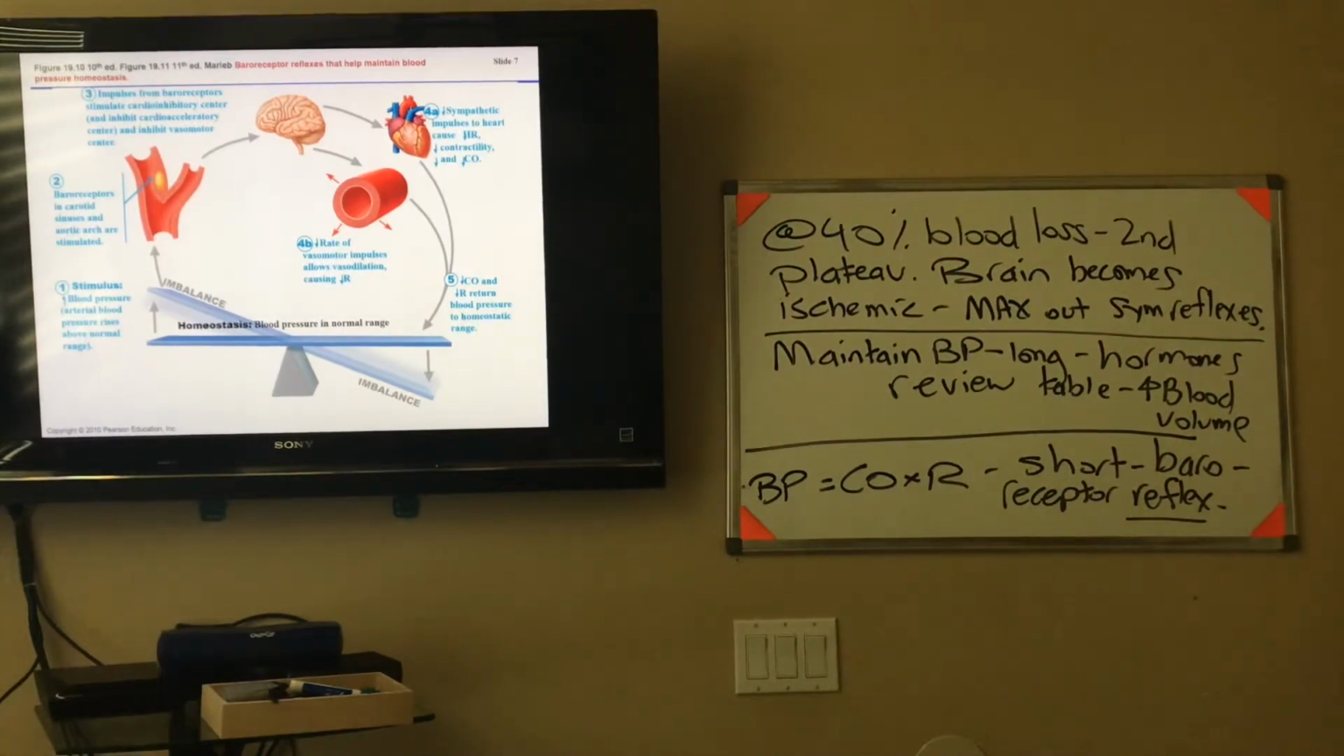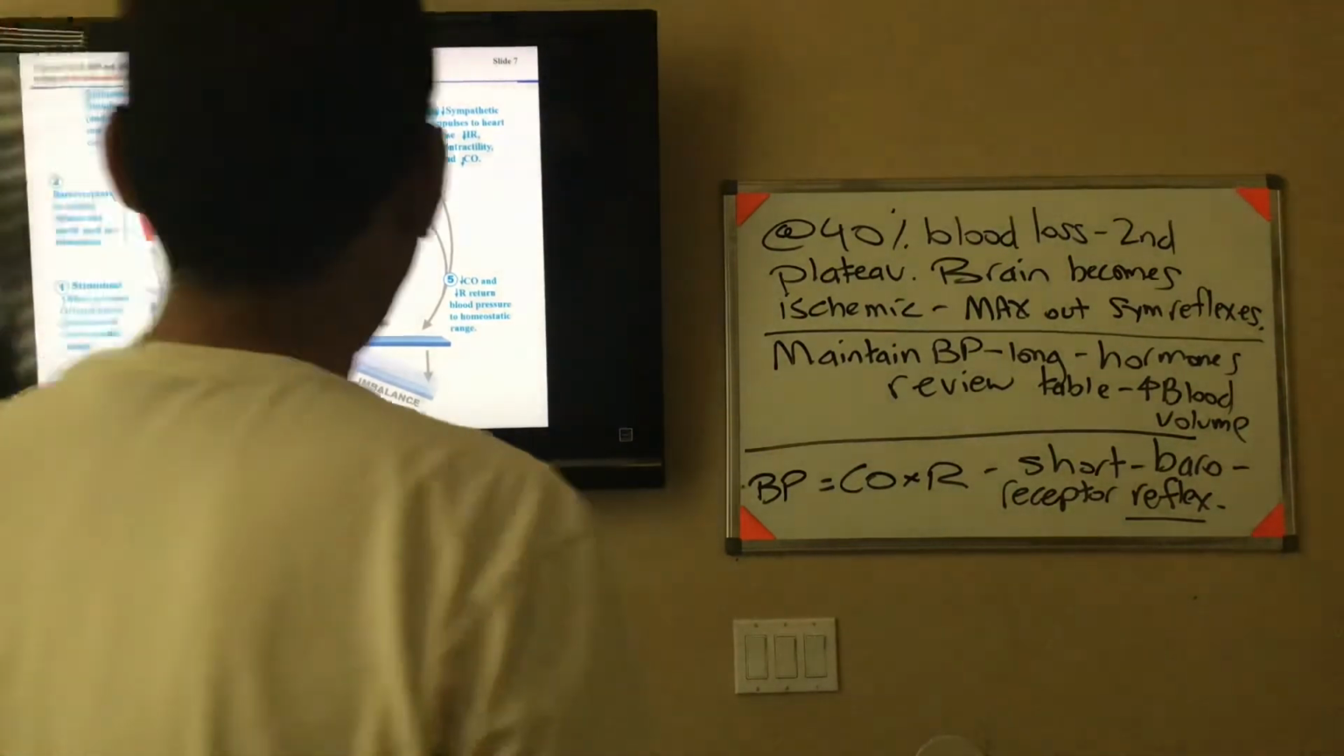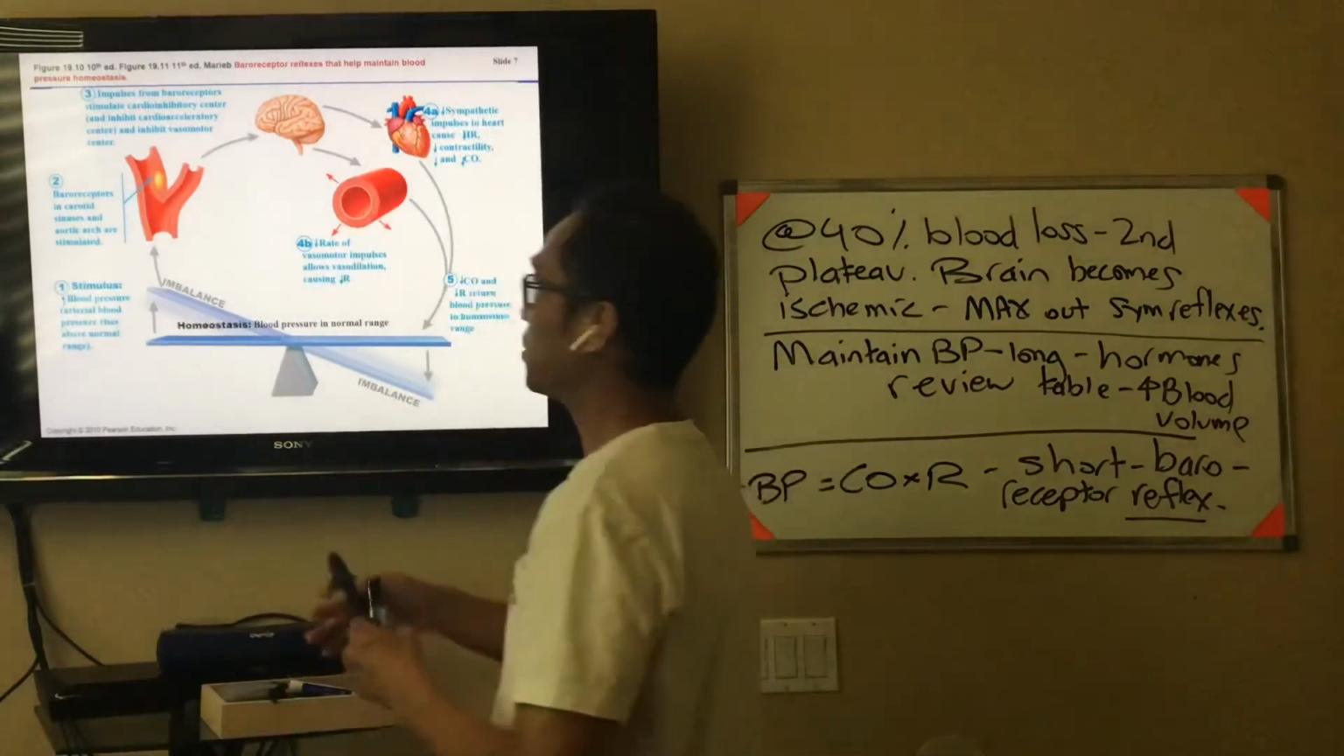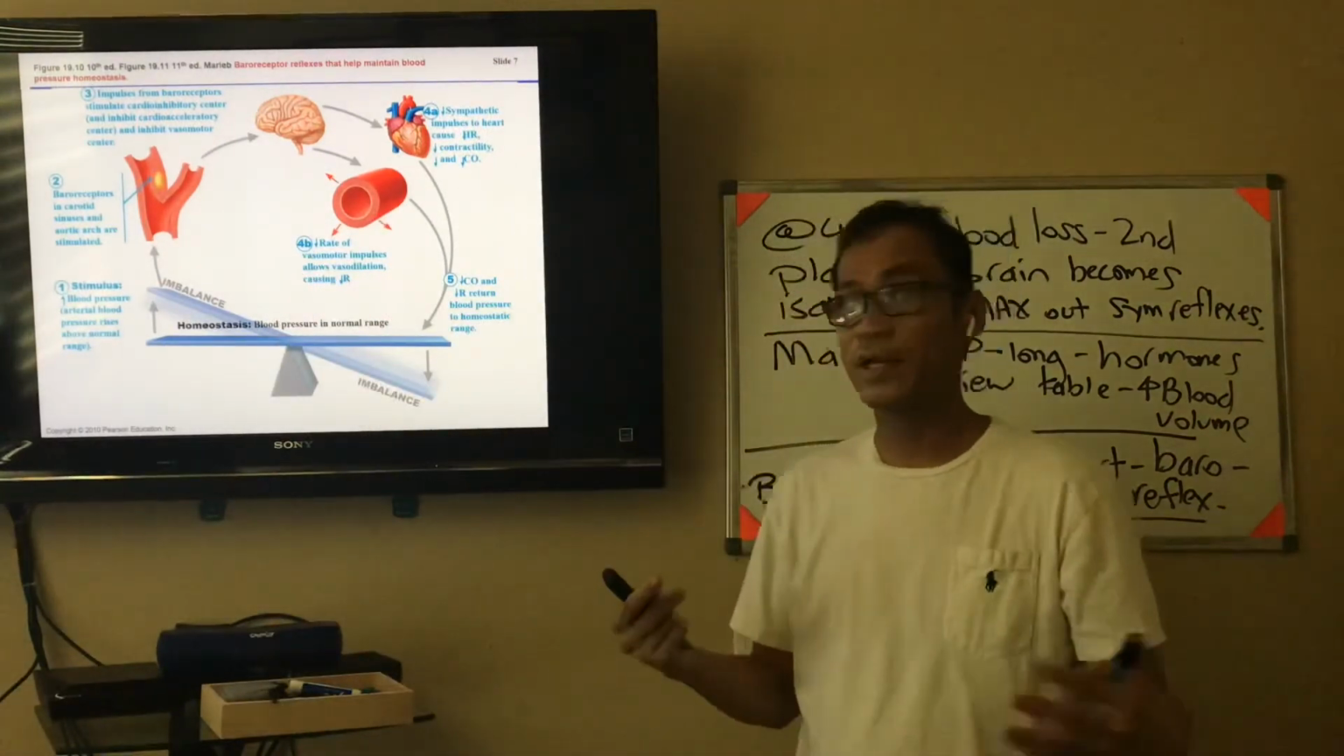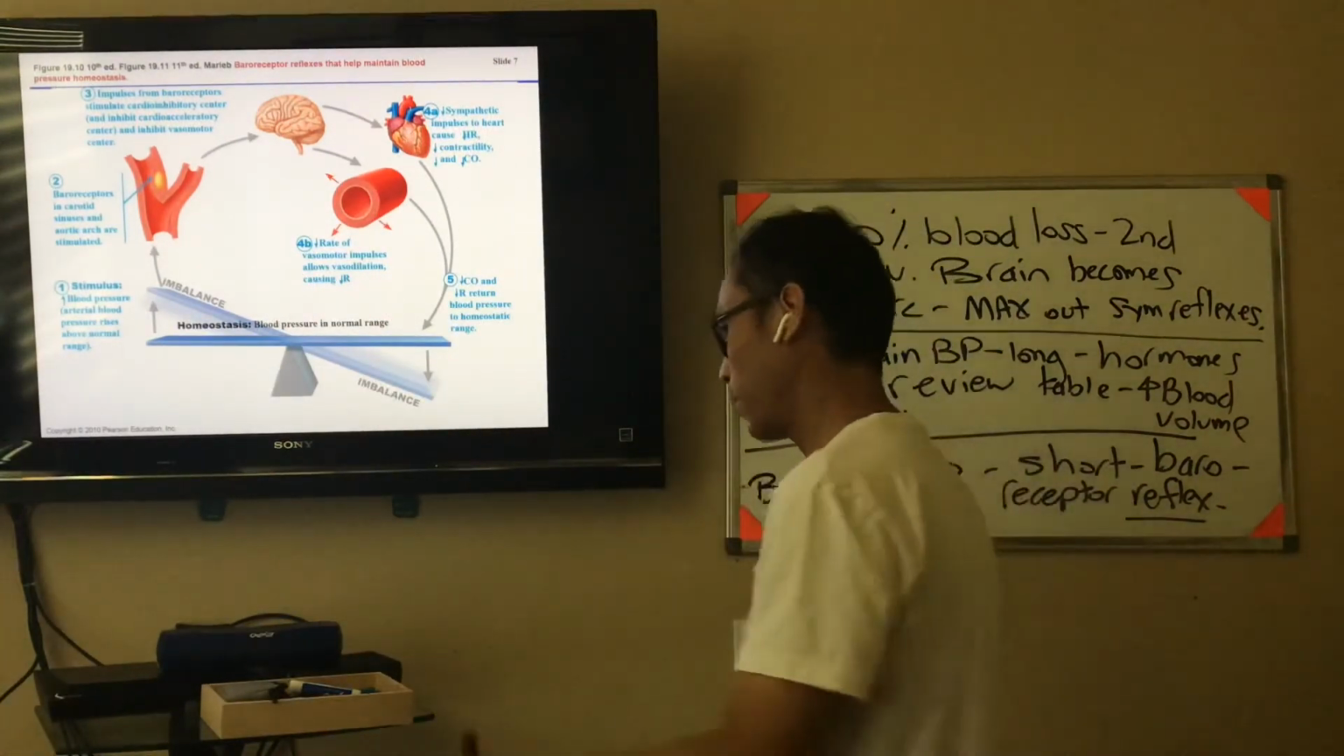Take a picture of this. An imbalance can be, well, blood pressure can get too high or blood pressure can get too low, and we'll consider both.